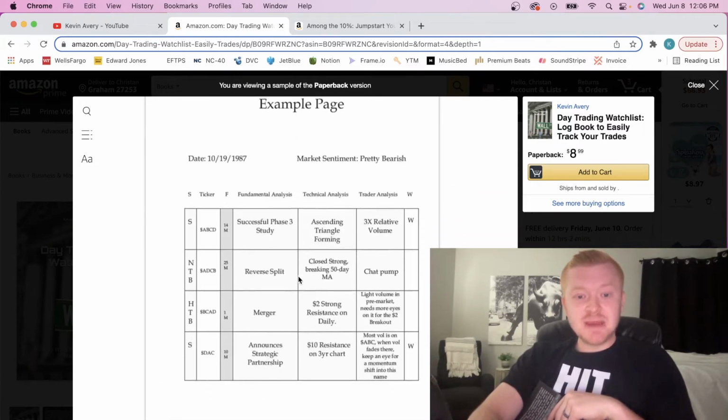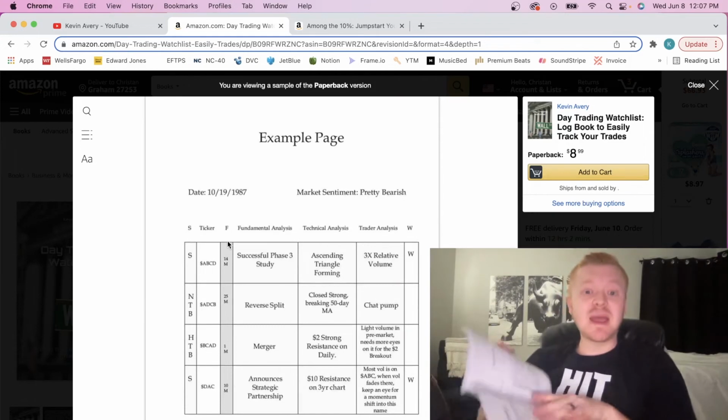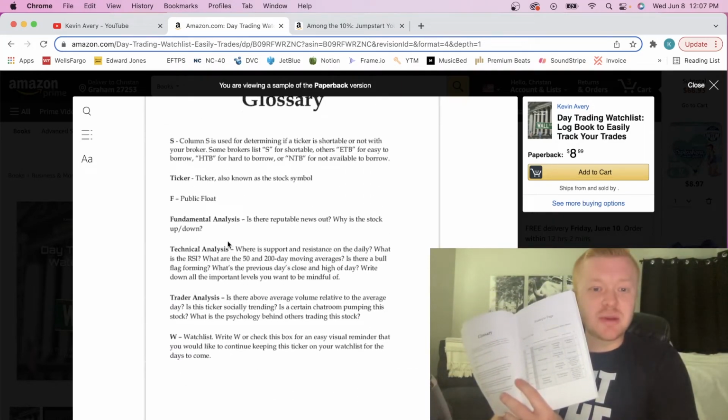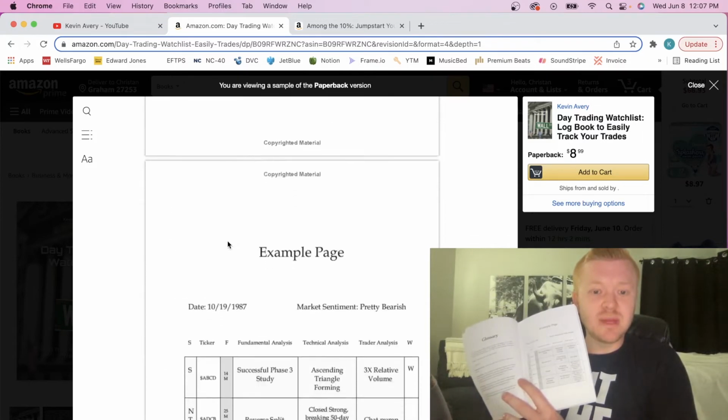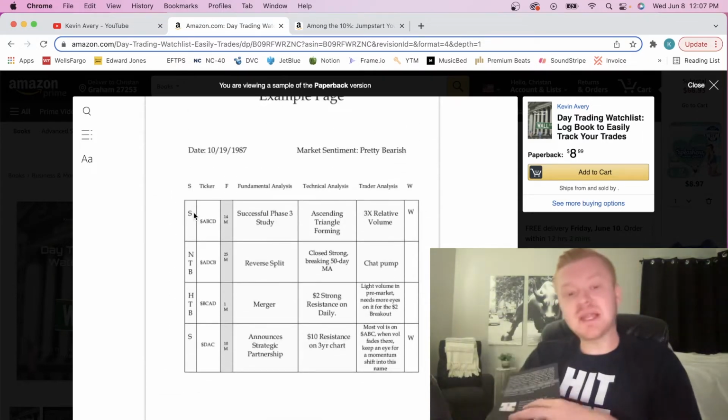So this is basically the structure of it for you guys. An example page, we have October 19th, 1987. It was pretty bearish on that day. Right here, the S is for shorting. There's a glossary page as well on the page above this, so you can really decode the meanings of everything as well. S stands for shorting, of course. I always put down an S for that.